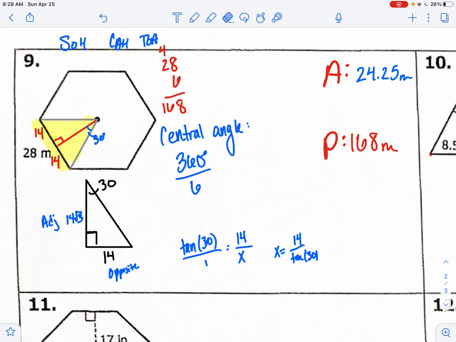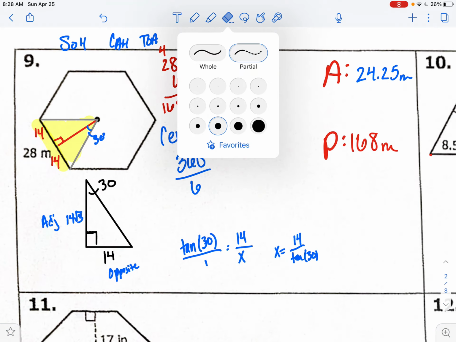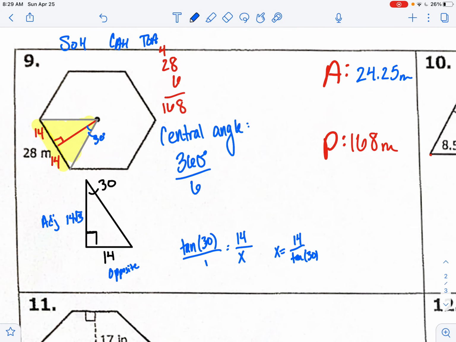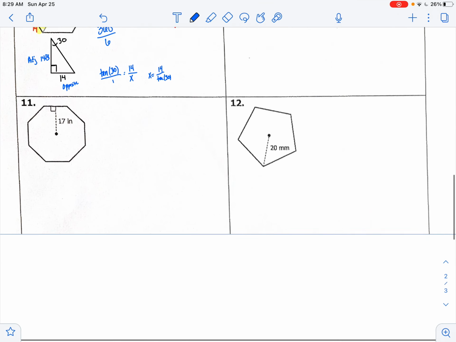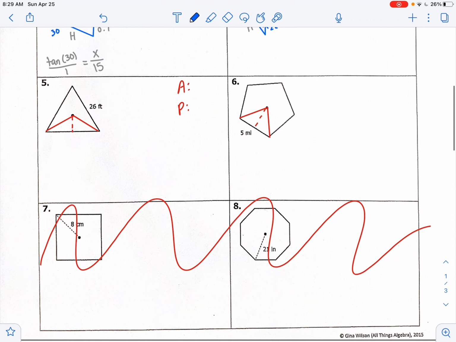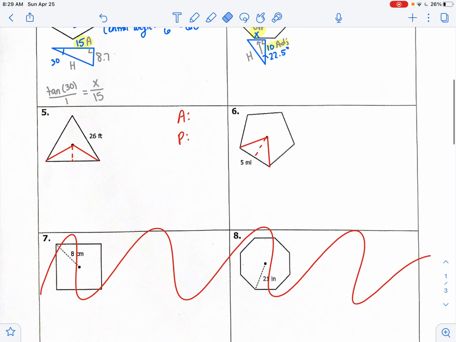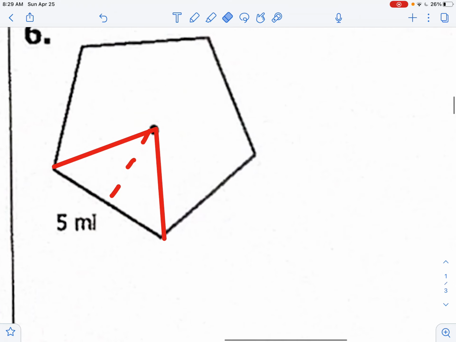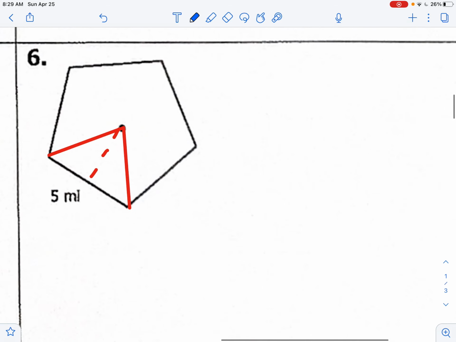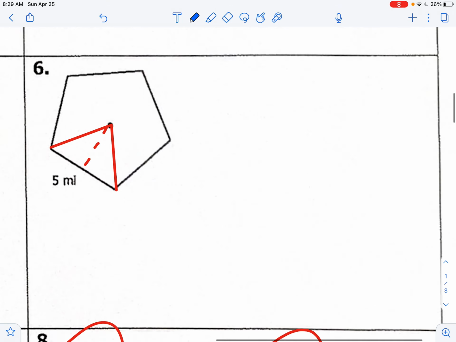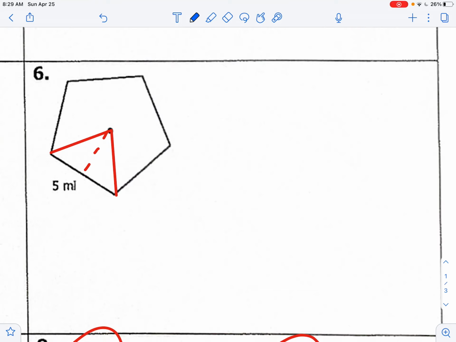Let's try one more, finding our apothem. All right, so again, we can find the perimeter. I need to find the apothem. So I'll make that little triangle. And I need to find the central angle because I know that this is 2.5, this is 2.5. It's an isosceles triangle.